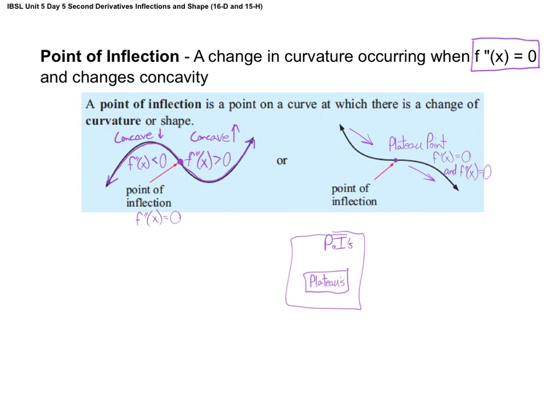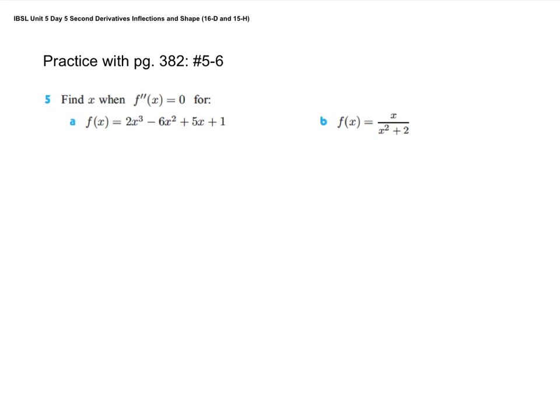All right. So, got a little bit of practice here for finding when these equal 0, and then we'll do application tomorrow.